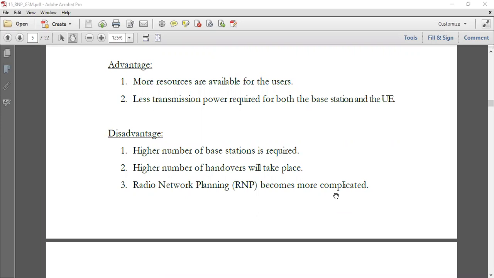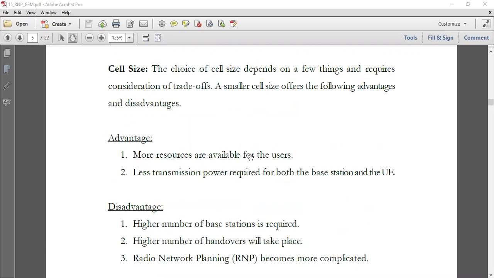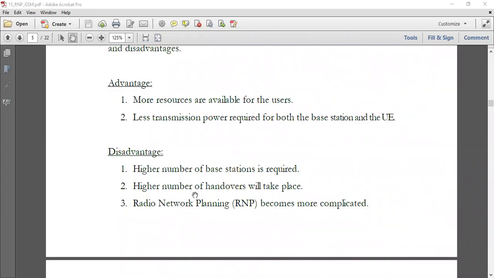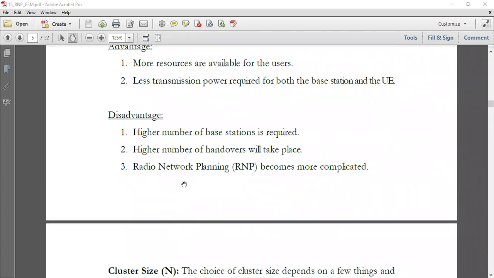Okay, so the key point here is the first one. Okay, the main drawback for a smaller cell size is the costs for more base stations.